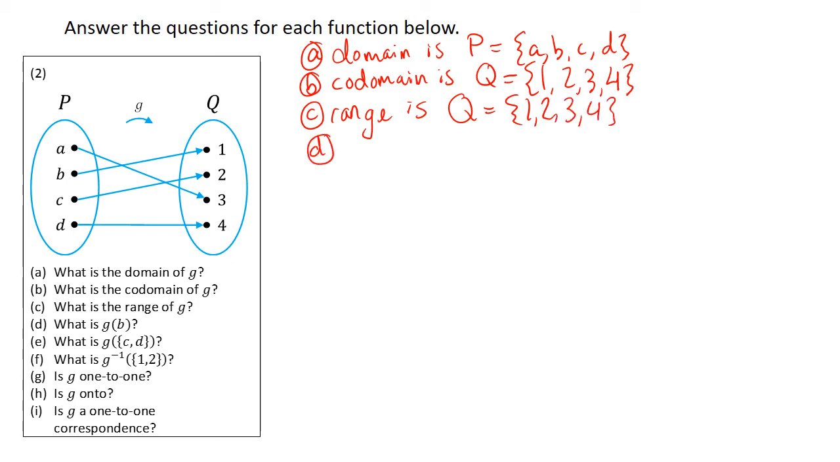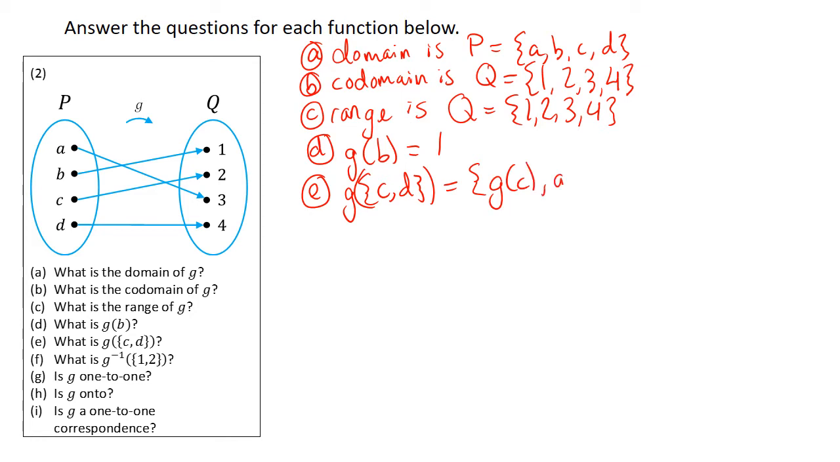Part D, what is G of B? So you just follow the arrow from B to 1, so that's 1. Part E, so G of the set containing C and D. So again, that's just the set containing the image of C and the image of D. So the output for C is 2, and then the output for D is 4, so that's 2 and 4.